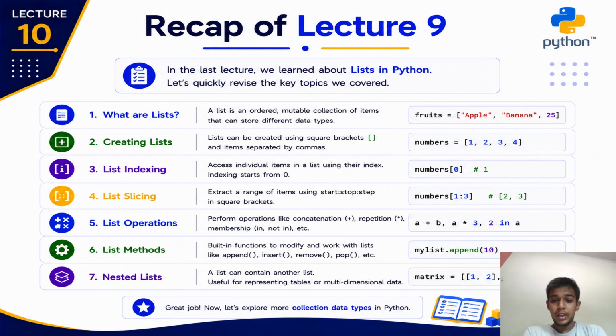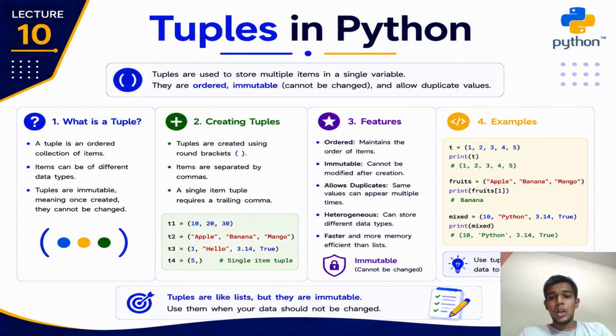Now that we are comfortable working with lists, it's time for us to move one step further and explore more powerful Python collections, that are tuples, sets, and dictionaries. This was a quick recap. If you have any doubt in this, you can go and watch my previous lecture. Now let's get started and move on to our next slide. Now let's start with our first collection data type, which is tuples in Python.